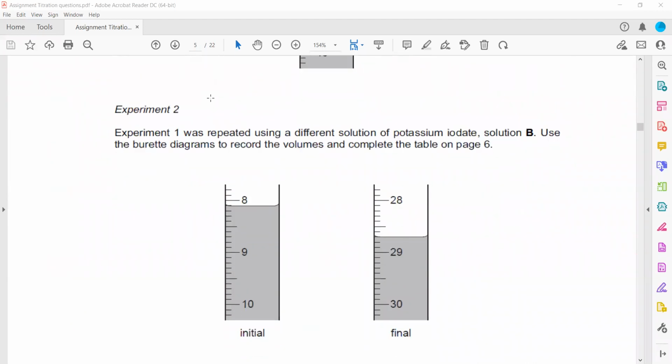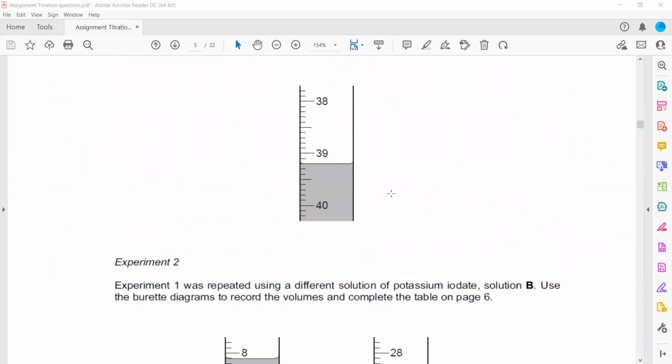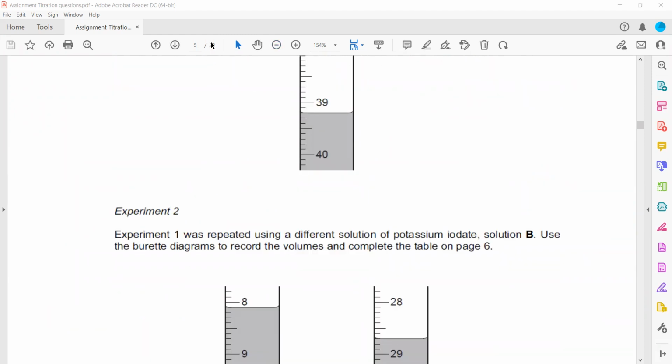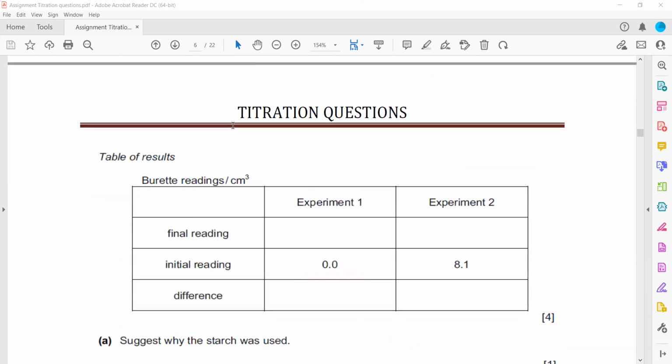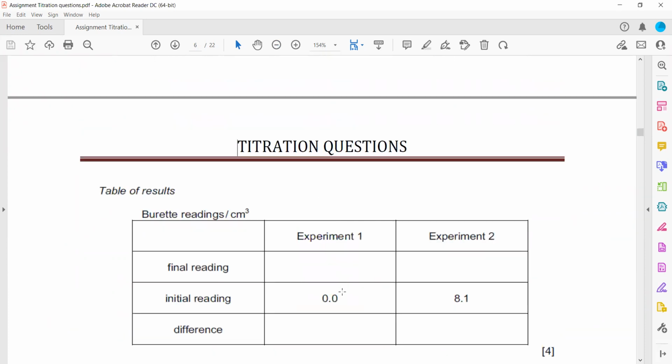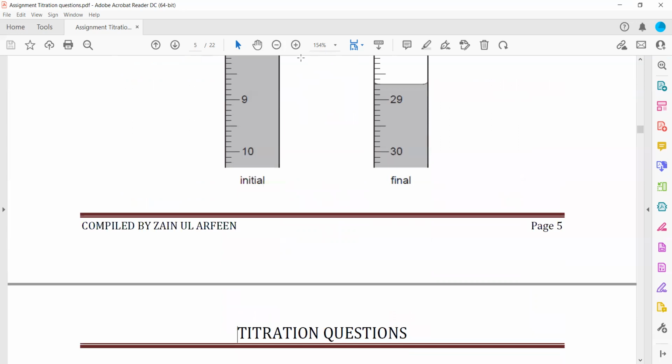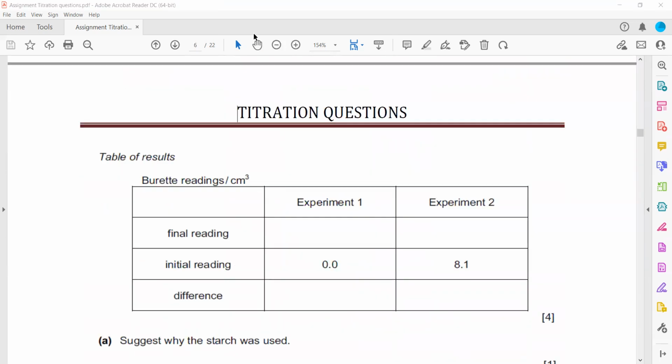So we have to read the burette readings. As you can see, the scale's smaller value is at the top, so we'll read from top to bottom. Same thing here, we'll read from top to bottom. So what are the burette readings? Experiment 1, initially it was 0 and the final is how much? It is 39.2. So this was 39.2 and the difference is also 39.2.